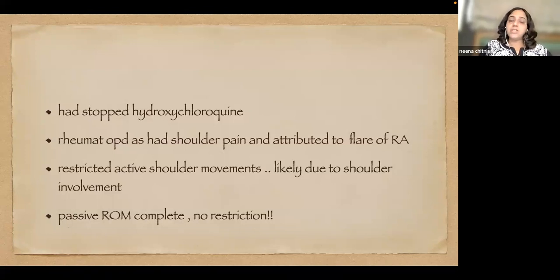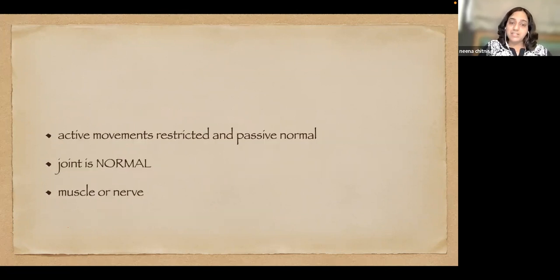But whenever you see any restriction of the active movements, you perform the passive movements. And while doing the passive movements, I was surprised that she could completely abduct her shoulder. There was no restriction of any movement of any sort at the shoulder. Whenever your active movements are restricted and there is no problem in the passive movements, that generally means that the joint is normal. The problem may be in the muscle or the nerve.